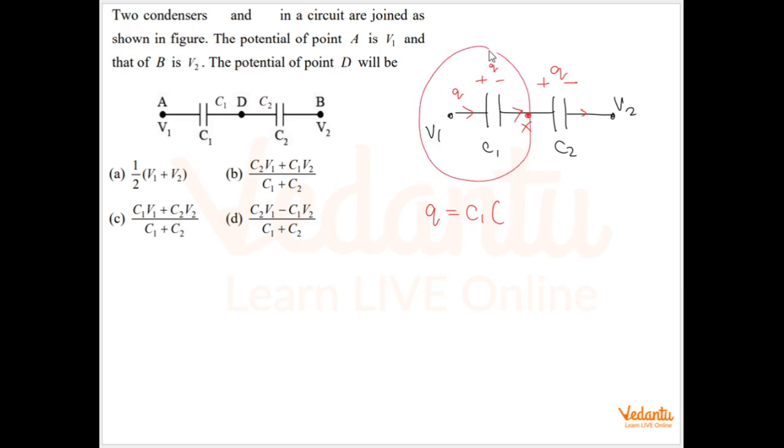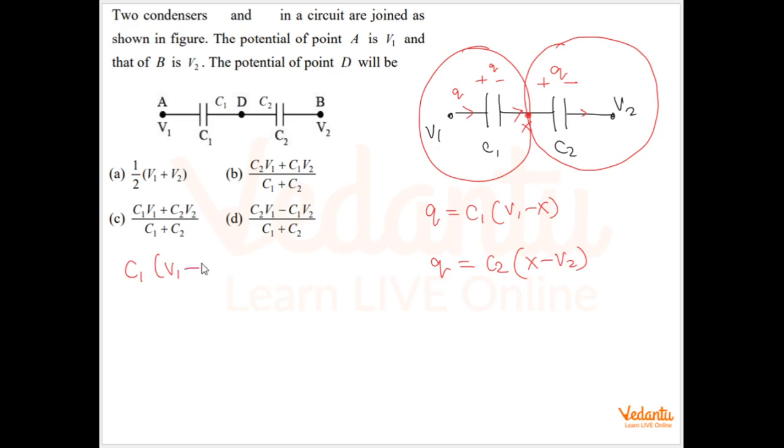What will be the potential difference across C1? It will be V1 minus X. Remember, charge flows from a higher potential to lower potential. Now similarly, if you look only at capacitor C2, the charge on capacitor C2 will just be C2 into potential difference. This will be X minus V2. Now if you just equate the two equations, that would give you the final answer.